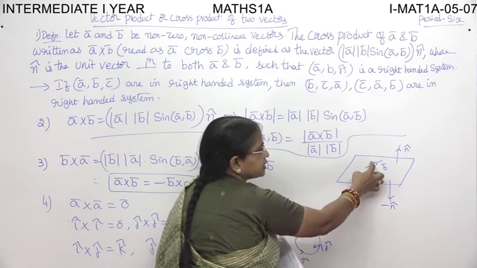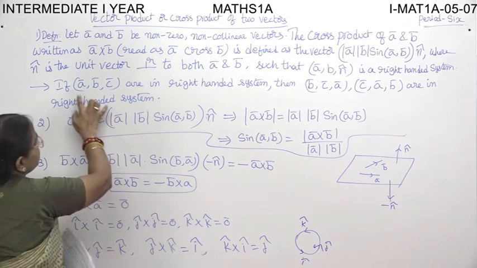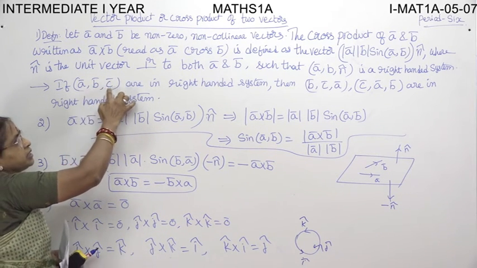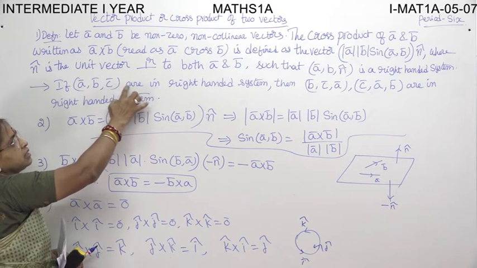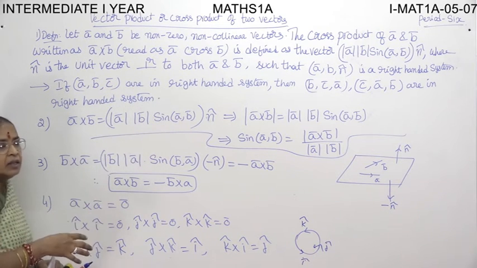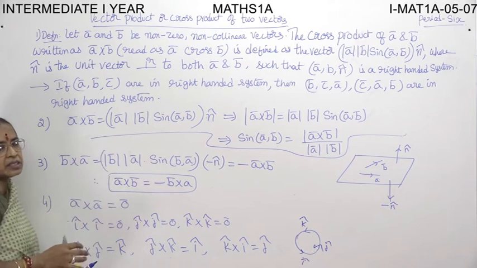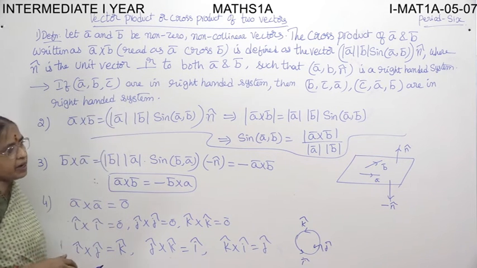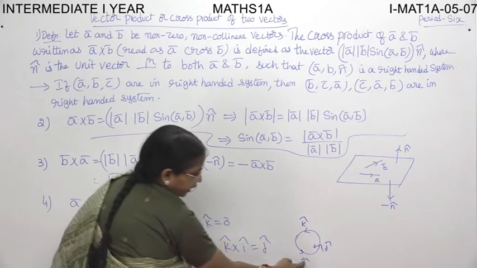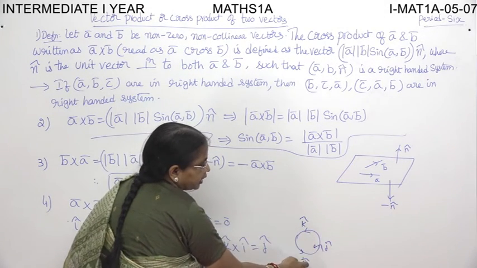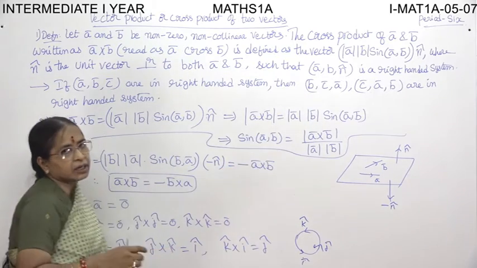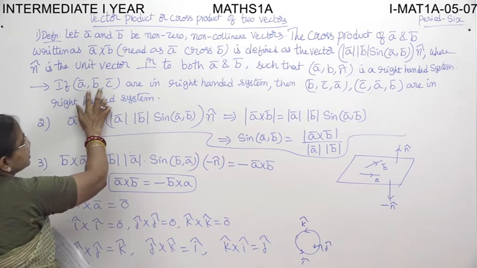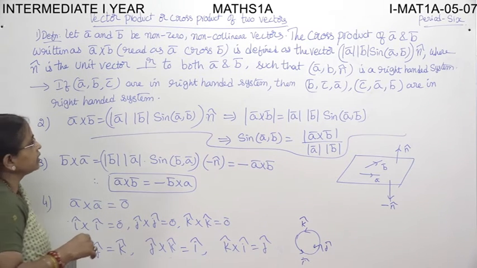In general, A, B, C form a right-handed system when the cyclic order is maintained: A, B, C, next B, C, A, next C, A, B. If that order is maintained, then they all form a right-handed system. If any two vectors are interchanged, then they form a left-handed system.